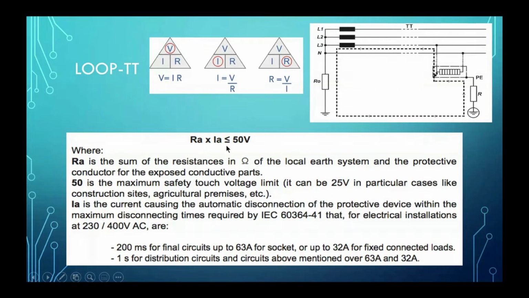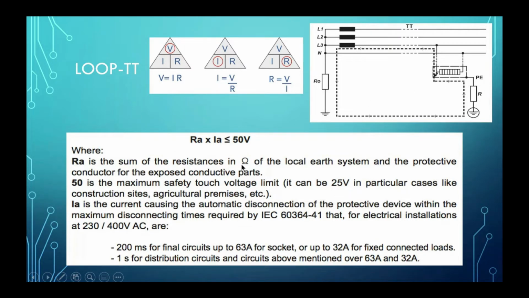This formula is also V equal to I times R. What is the RA value? RA is the sum of resistance in ohm of the local earth system and the protective conductor for the exposed conductive part. This is the loop. This is the local earth. From PE go to live, then come back. This is the loop. So we test this loop whether the impedance or the resistance is safe for this circuit or not.